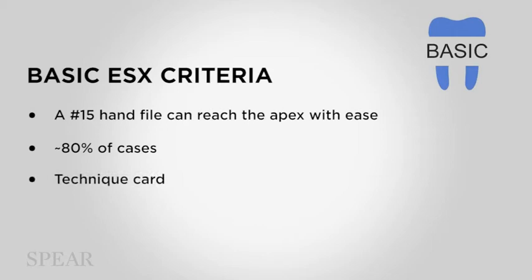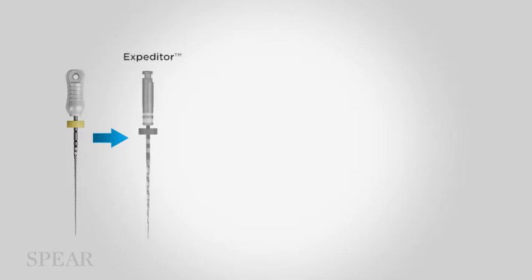Now, as I said, everything starts with a size 15. So if 15 goes down to the apex, you got your channel, if you will, your path, your opening. You have a working length. Now you got your expediter file. The expediter file is a unique file. It's a 15 tip and an 05 taper.